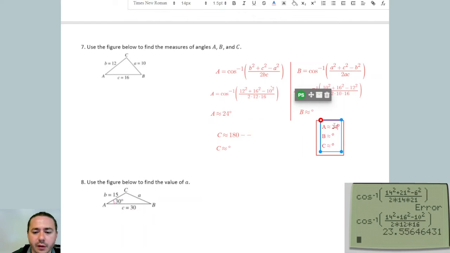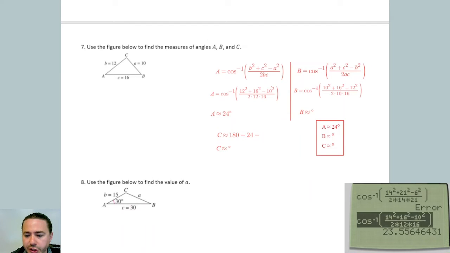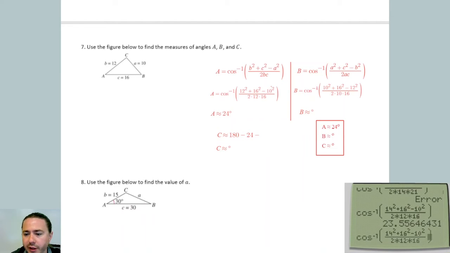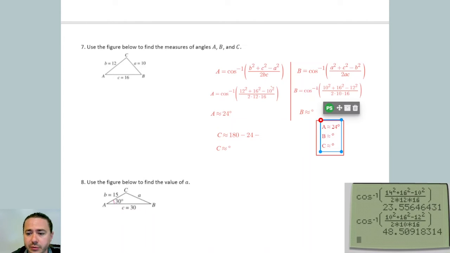So I've got my A. That's going to be one of the angles I subtract to get C, but I need to find the other one as well. So the only change here is I'm going to swap out the 10 and the 12. All right, hold on. Let's go over here. Okay, so I get 10 squared plus 16 squared minus 12 squared over 2 times 10 times 16. And I get, oh, that's going to round up to 49. Barely rounds up on both of those.